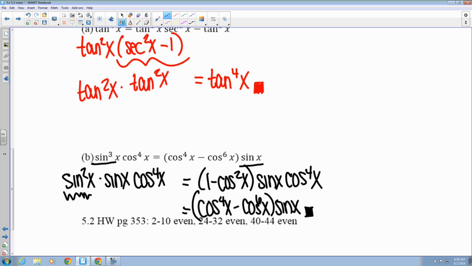And that was our section 5.2 on verifying trig identities.